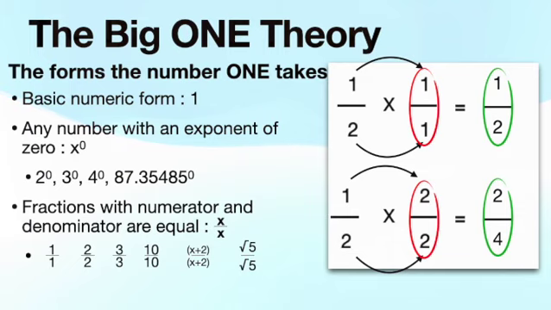And then if you're thinking about square roots and you have to rationalize the denominator because you can't have a square root or a radical in the denominator, you multiply it by itself over itself. Because any fraction that has a numerator and a denominator that are equal, that means it's equal to 1.